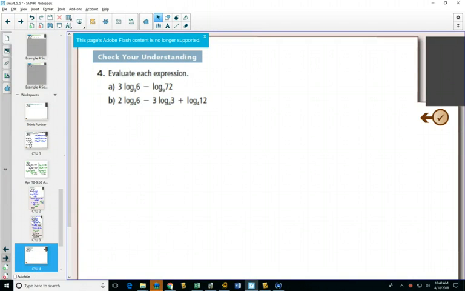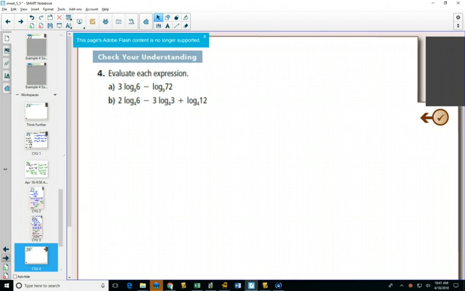Evaluate each expression. The word evaluate as a command word means you need to get an answer as a number in the end. We need a single number. Mental math: log base 9 of 6, times that by 3, then subtract log base 9 of 72, to get a nice number.